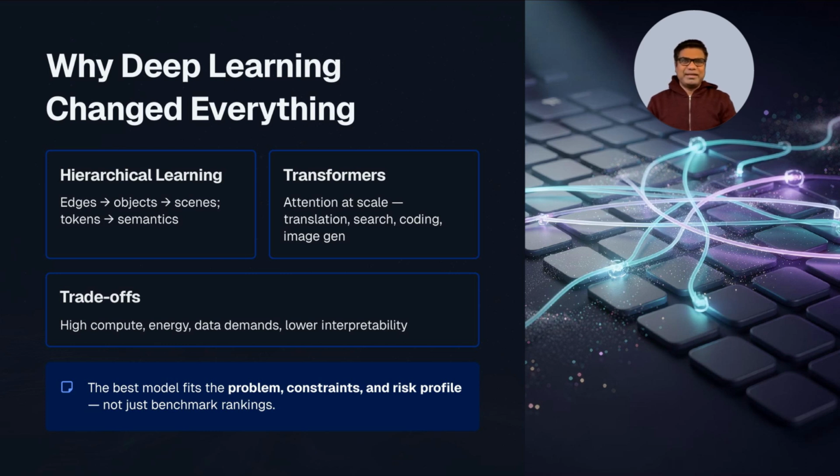However, deep learning comes with high compute cost, significant energy use, larger data demands, and lower interpretability than many classical methods. The best model is not always the biggest model. The best model is the one that fits the problem, constraints, and risk profile.